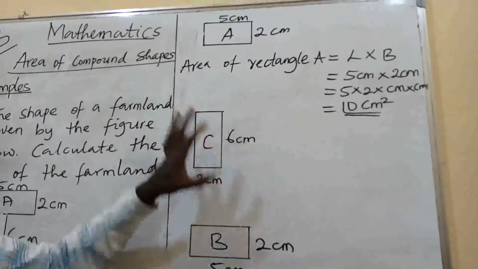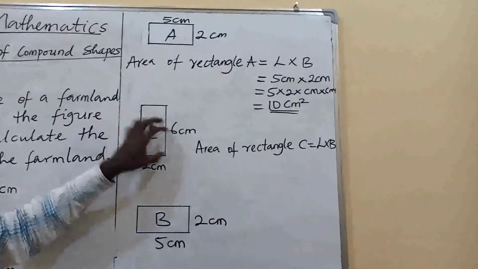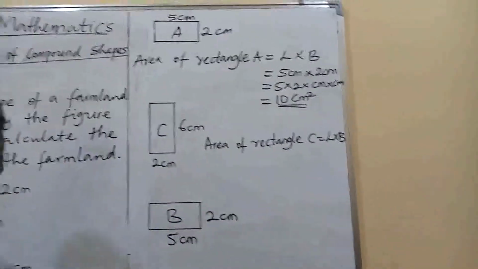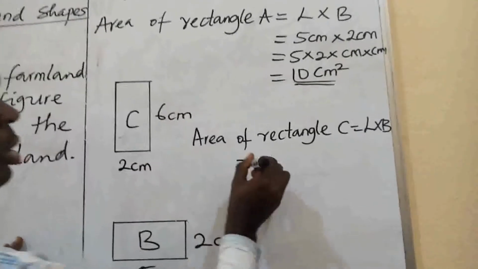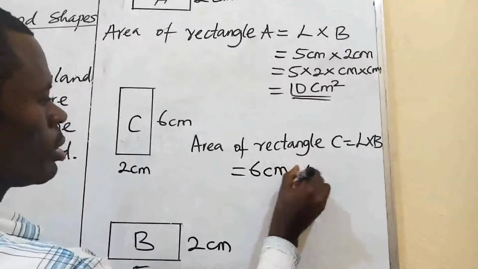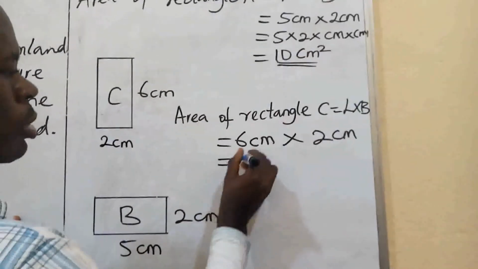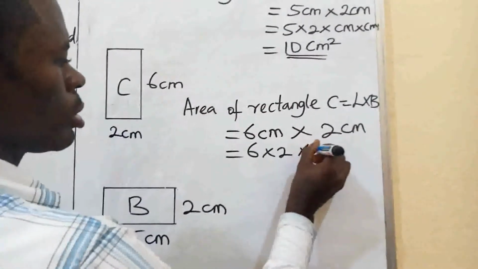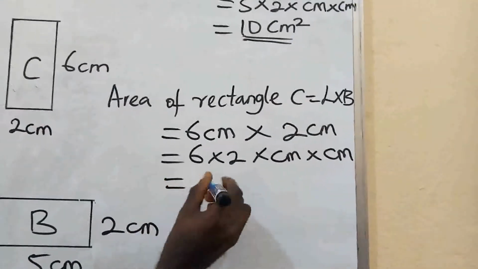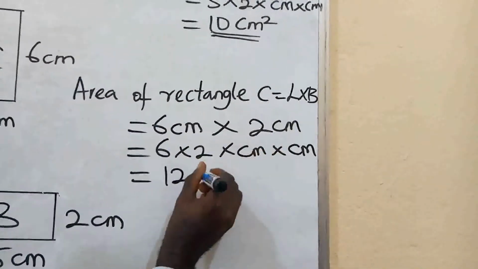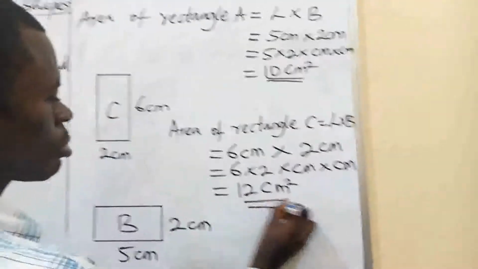So now from what we have here, we can calculate the area of rectangle C. Area of rectangle C is equal to length times breadth. That's the formula for calculating the area of a rectangle. So what's our length from this figure? 6 centimeters. Then our breadth is 2 centimeters. I guess you are following. Then bringing the numbers together, we have 6 times 2 times cm times cm. So 6 times 2 is 12. Cm times cm is cm squared. Alright, this is the area of rectangle C.